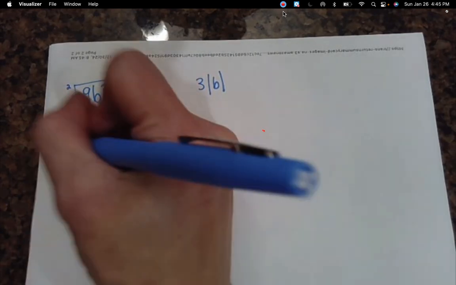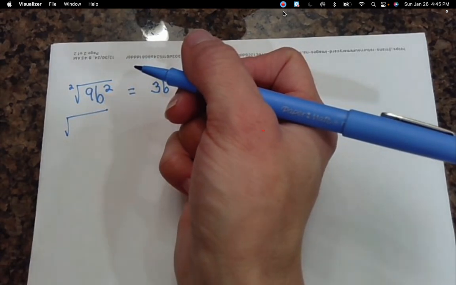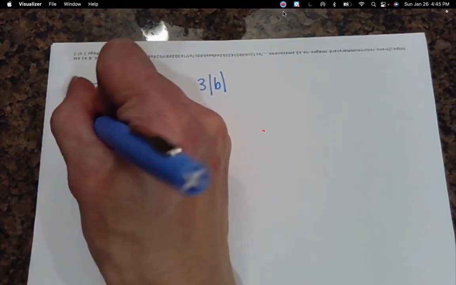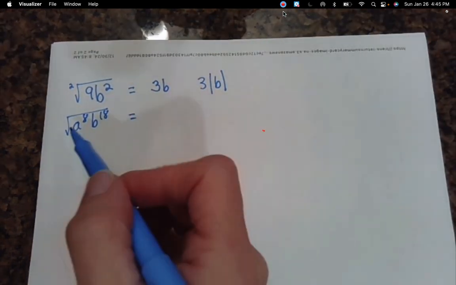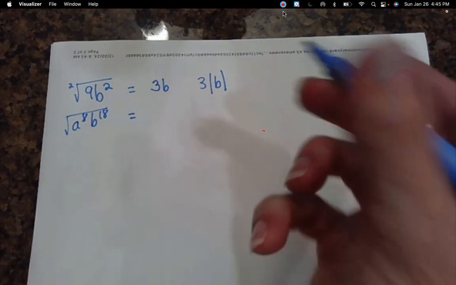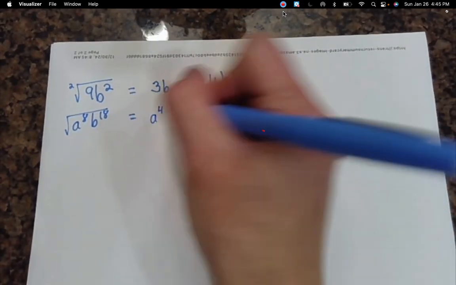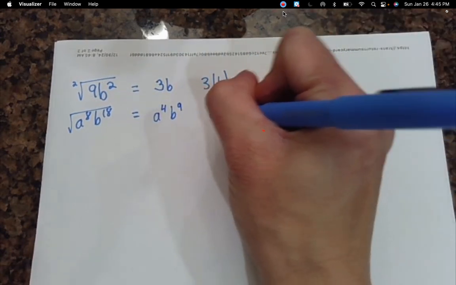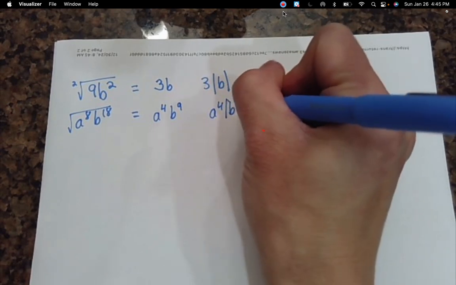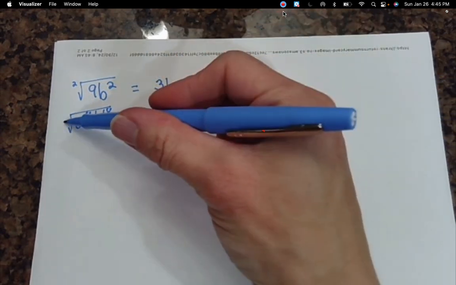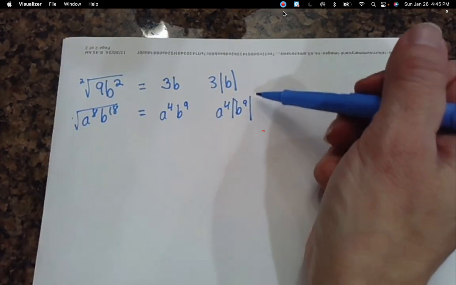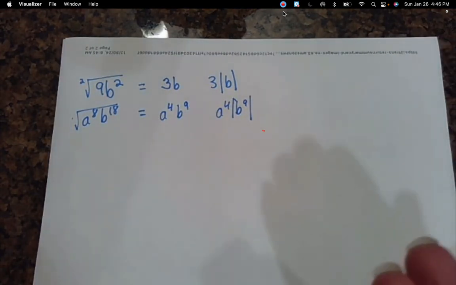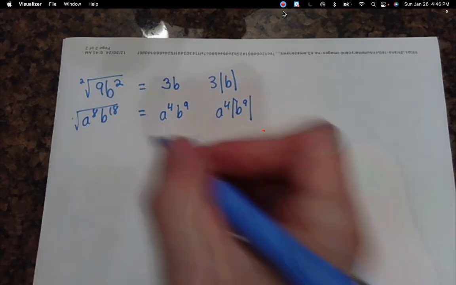Okay, let's keep going. This is a square root of a to the 8th, b to the 18th. So on this one, I'm going to do 8 divided by 2. It's basically just dividing. So there are 4 of those. And what's 18 divided by 2? There are 9 of those. Again, the way the book teaches it, b to the 9th, because it's an even root and we ended up with an odd exponent, we need to put it in absolute value because you can't have a negative under the root is the reason.